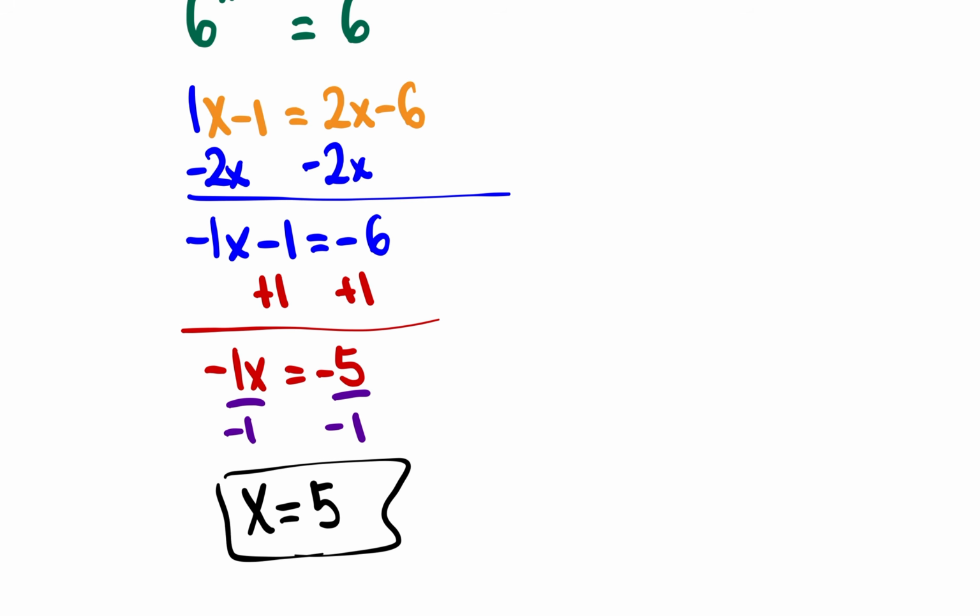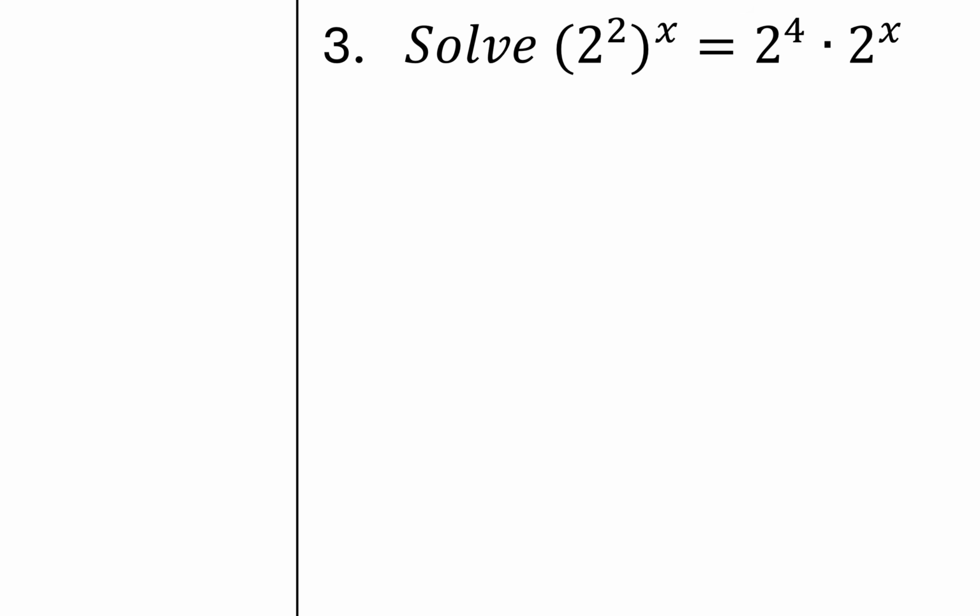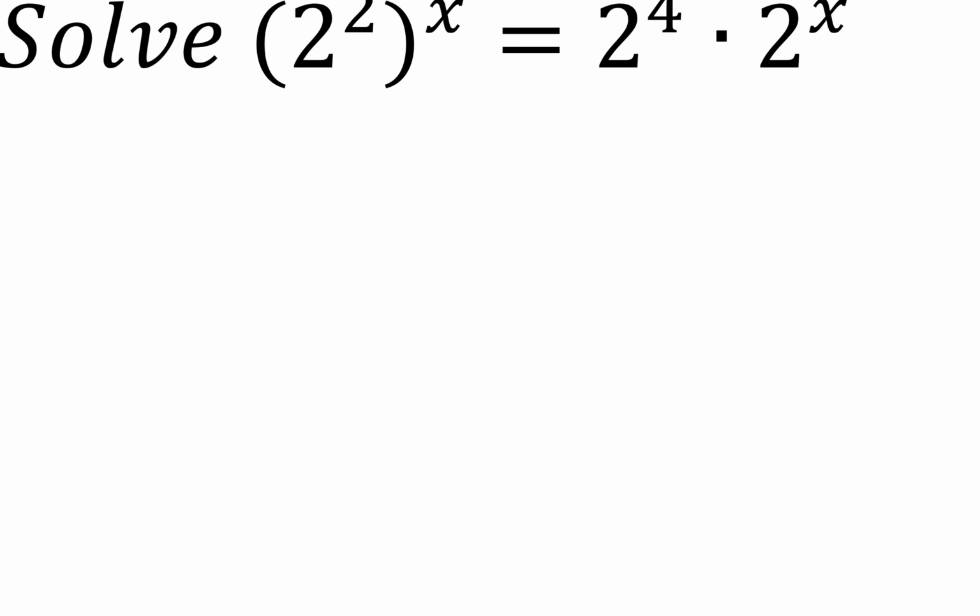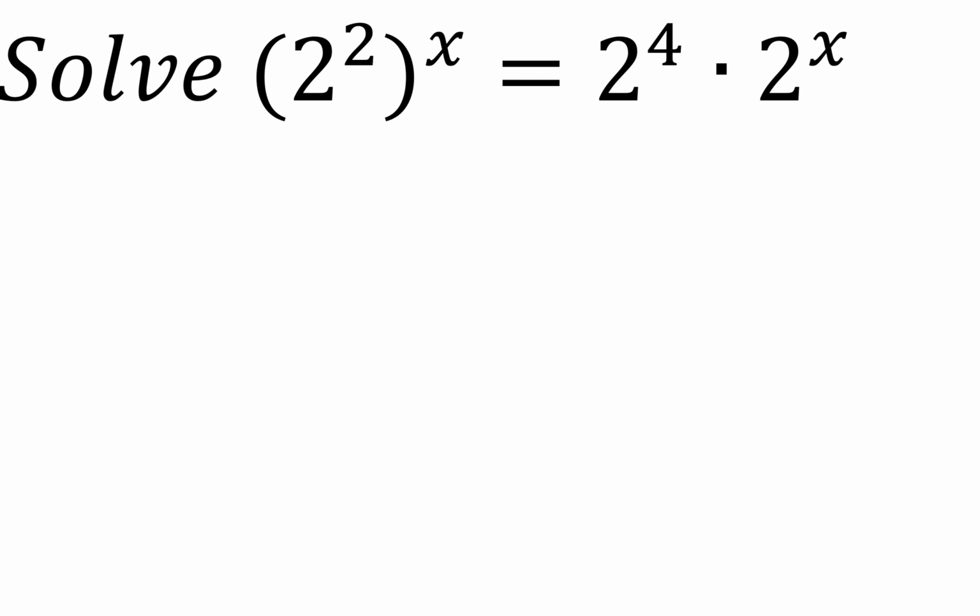Moving on to the next question. We have the following. So for this one, keep in mind that if you ever see a parentheses, you have to multiply. So we have 2 to the power of 2x is equal to, now whenever you multiply two exponential expressions like this, 2 to the power of 4 times 2 to the power of x, and the bases are the same, you add the exponents. So we have 2 to the power of 4 plus x.